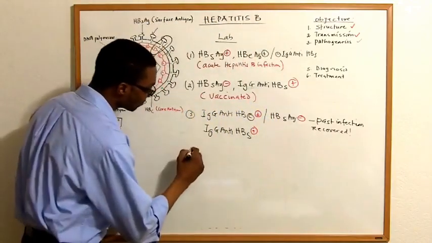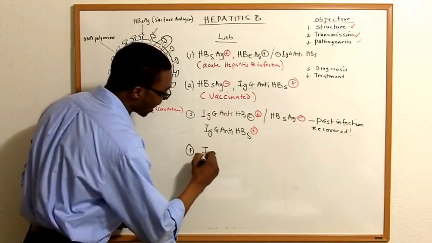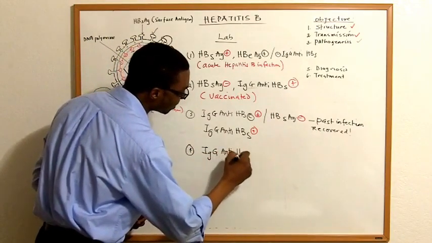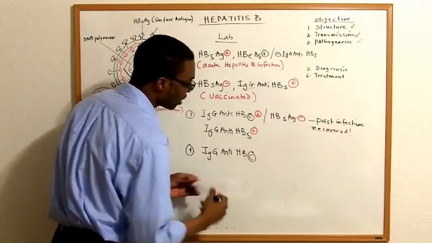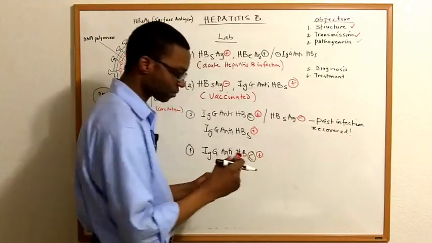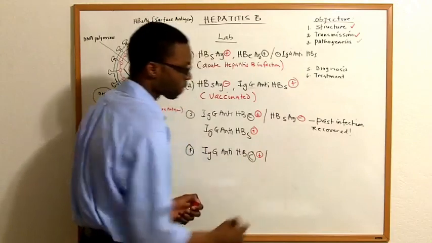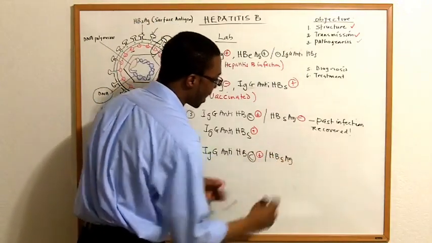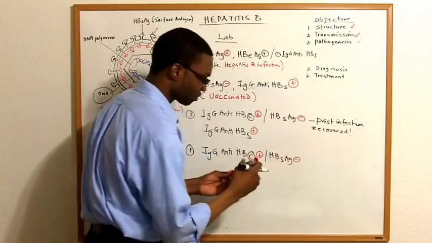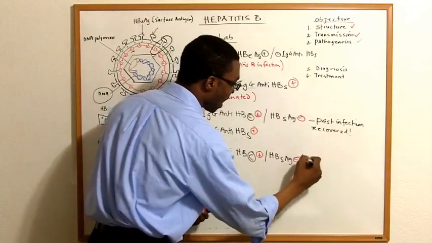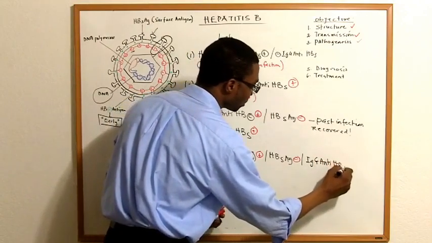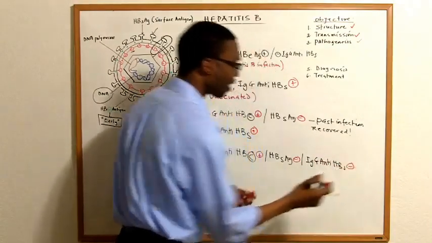How about if you get an IgG, an anti-hepatitis B core that was positive, you check the surface antigen and it was negative. We check the antibody against the surface antigen and it was negative.